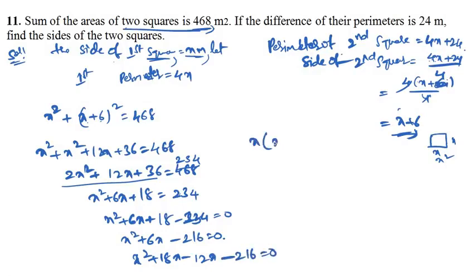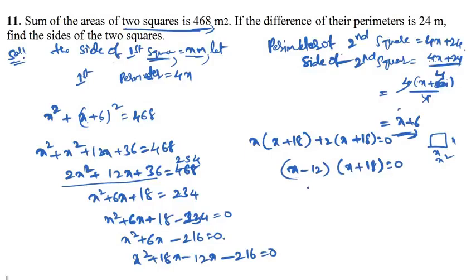Here x common, x plus 18; minus 12 common, x plus 18 is equal to 0 here. So (x minus 12) into (x plus 18) is equal to 0 here. Okay? So x is equal to 12, the positive value, because the side of a square is always positive. So the first square's side is 12, and the first square's perimeter is 12 into 4, which is equal to 48 here.